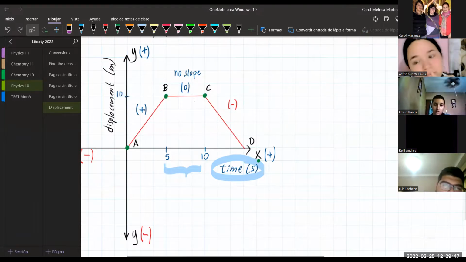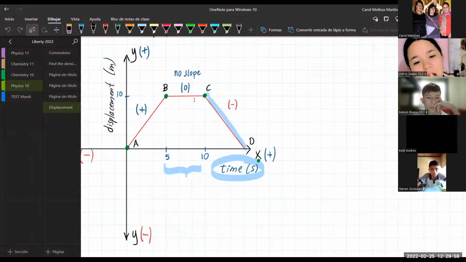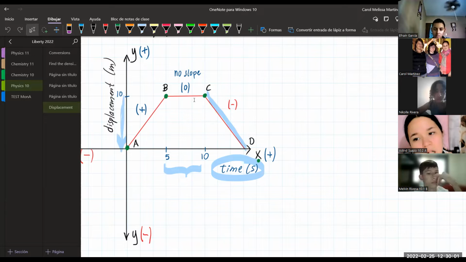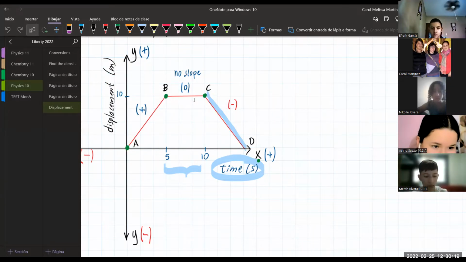And then the person from the point C to the point D, what happened? What was the displacement? The displacement came from 10 to 0. This is the part of the graph that you have to see for displacement, the vertical axis. The vertical axis in this case is going to show you the displacement. So in this case, the displacement was a negative displacement because it's coming downwards. That's why the slope that you will get over there is going to be negative.